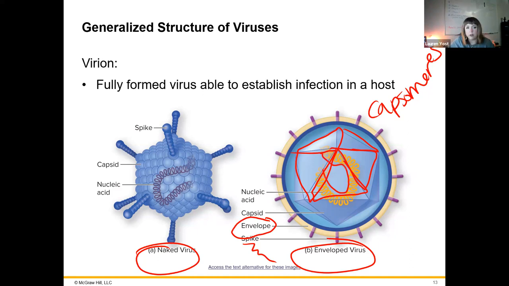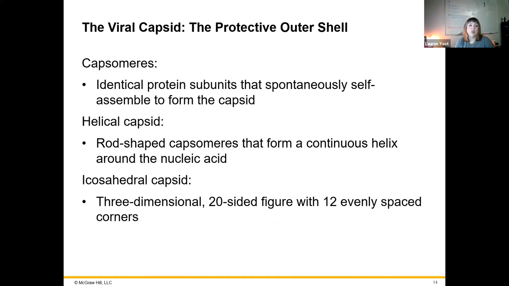Okay, capsomeres, again, those are the repeating subunits that form the capsid on their own. They come together to form the capsid just on their own. They don't need help doing it. It's just how their shape works.